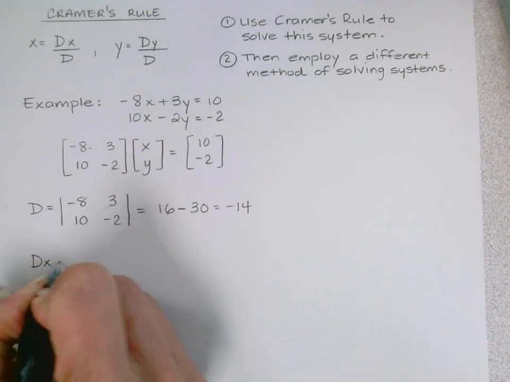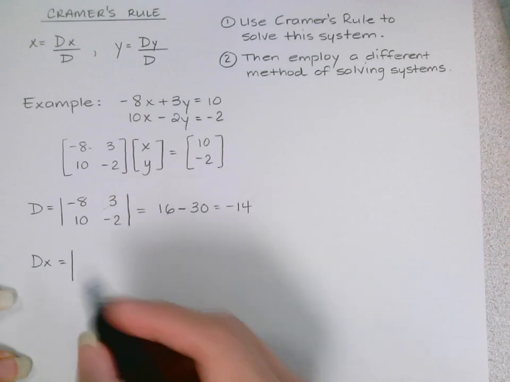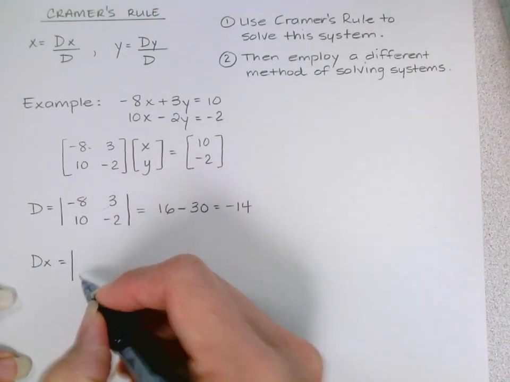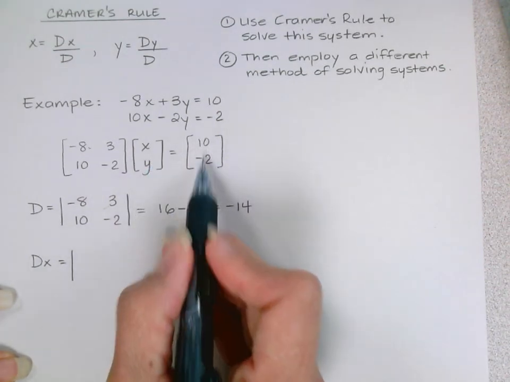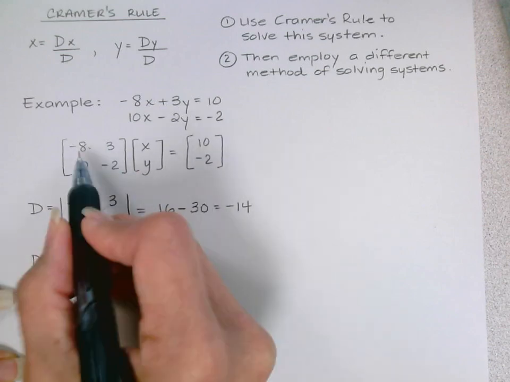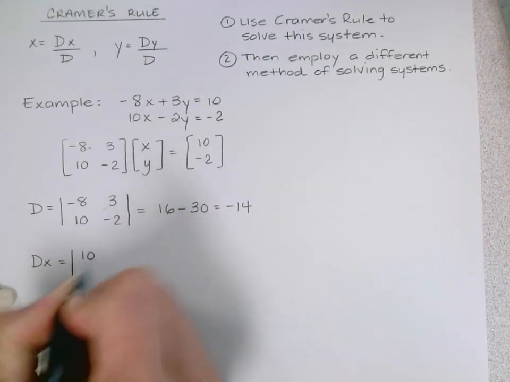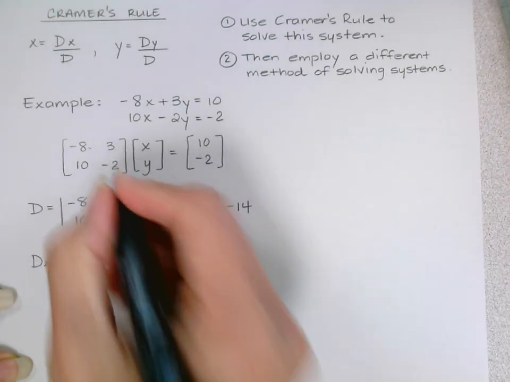We'll do the same thing now, but when you're asked to find the D sub x, what you're going to do in this scenario is replace the x column right here with the constant values. Okay, so this was our given matrix. Replace this column with those. Bring that down.